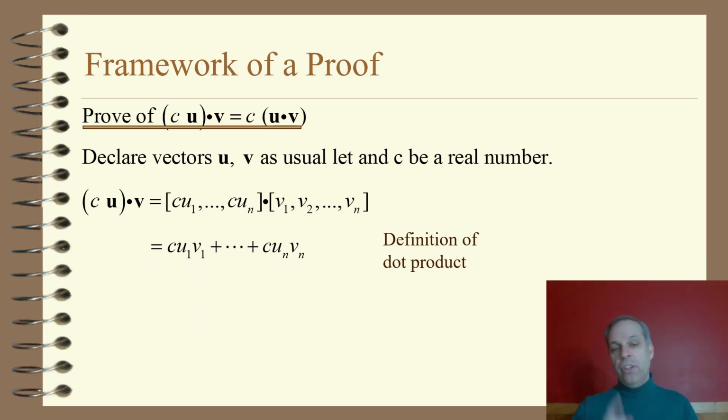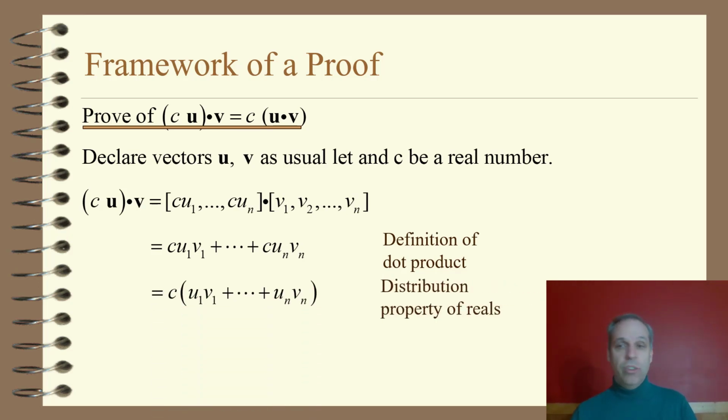Notice though that every single product has a common factor of c. Just pull that c out. That's the normal distribution property of reals. Then you notice that you have a sum of products, u1 times v1 up to un times vn, and you're taking the sum of those products. That's a dot product. That in fact is just c times the dot product of u with v. And that's it. That's the proof.